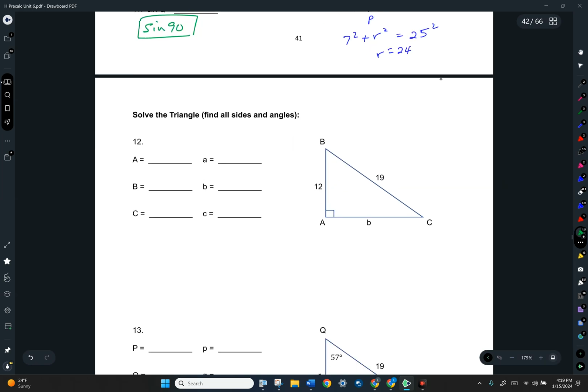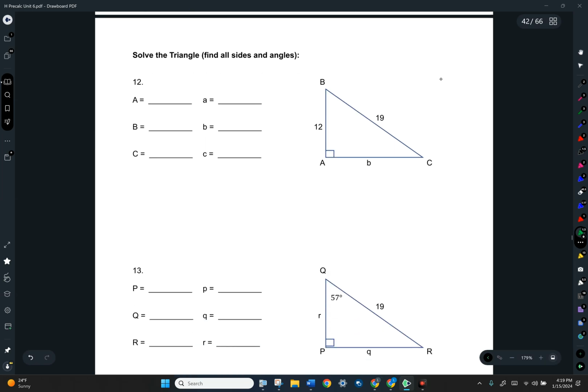Okay, one thing that we do with this is we learn how to solve triangles. Solving triangles simply means find all the angles and all the sides. So you're going to be given some information. Remember, the capital letters are the angles, and the lowercase letters are the sides.